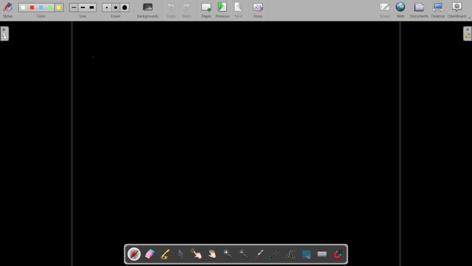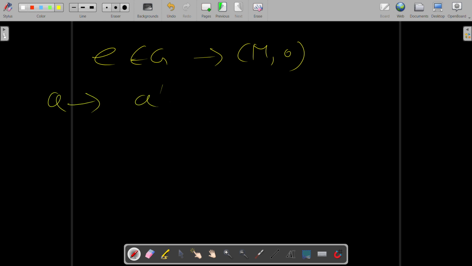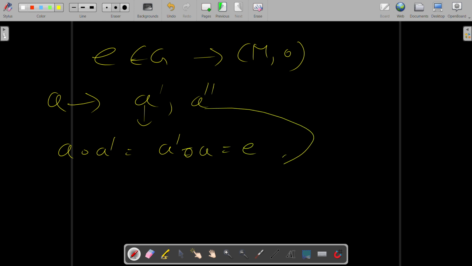So let e belonging to G be the identity element of the monoid M naught, and of the element a the inverse elements are a dash and a double dash. From the properties of a dash, we can say a naught a dash is equal to a dash naught a is equal to e, and by the property of a double dash, a naught a double dash is equal to a double dash naught a is equal to e.